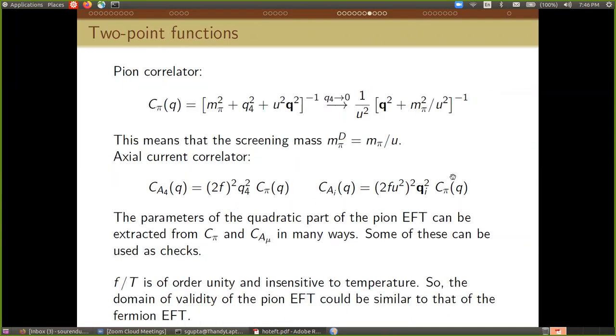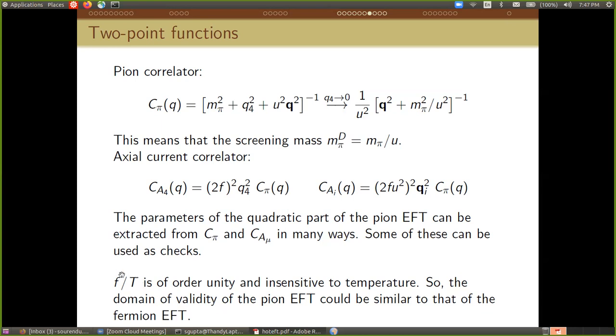Yes. Okay, great. So the axial current correlators are related to the pion correlation functions. And that's something that people knew at zero temperature. It goes through almost unmodified at finite temperature. That's interesting. So once we have these relations, we can match the pion correlation functions in many different ways, and some of these ways are used as checks of other ways, or you can treat them as predictions and so on.